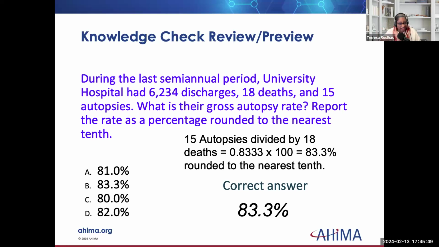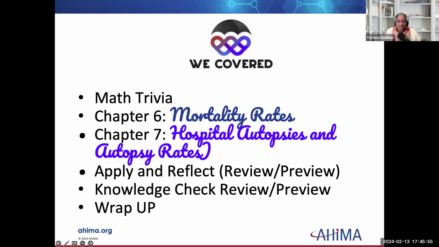So a lot of calculations tonight, right? But you guys got it. Easier said than done, right? Well, we are at week 6, which means it is going to get faster and faster and faster. We did cover mortality rates. We had a lot of calculations on the different types of mortality rates, as well as chapter 7 dealing with hospital autopsies and autopsy rates.